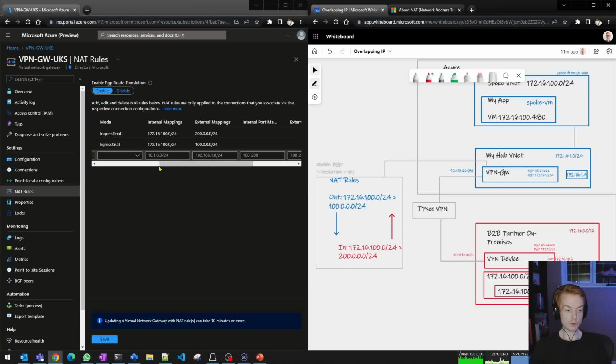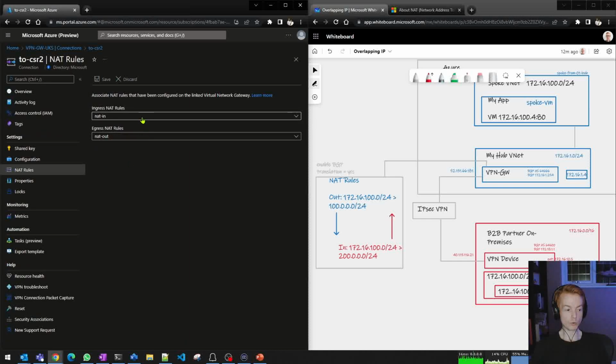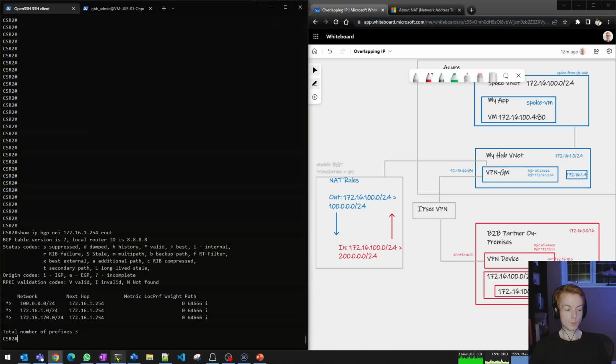One of the things you have to do is to associate these NAT rules with your connection, and you notice I've also enabled BGP translation, and I'll show you the effect of that in a second. So on my connection here, I went into NAT rules and I set the appropriate setting here.